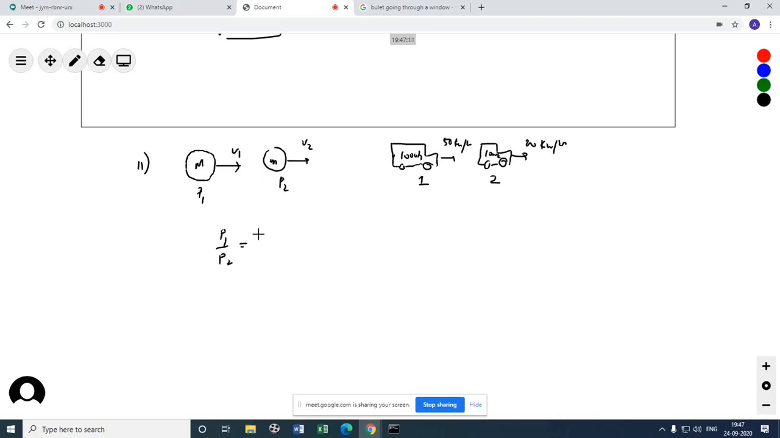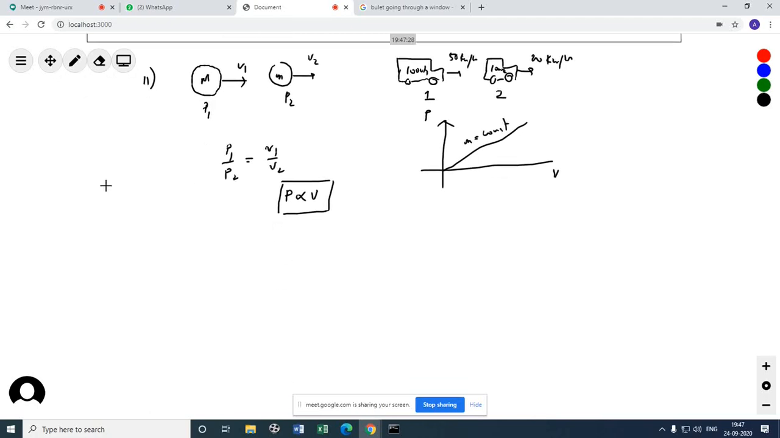So P1 by P2 will be written as V1 by V2. Again we can conclude P is directly proportional to V. If I go by P and V, I will see the graph is again a straight line, with mass being constant. Okay. Second. Number 4, third one. What about in this case, why don't we vary it when two objects have the same momentum.